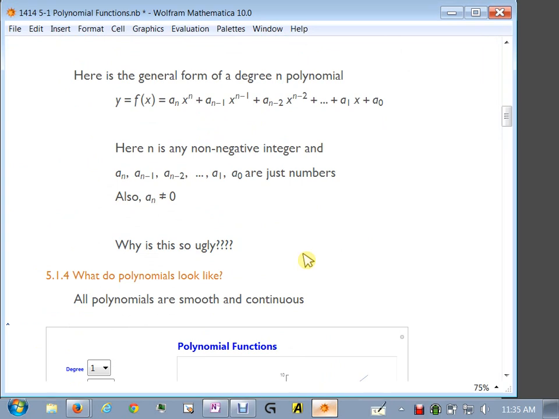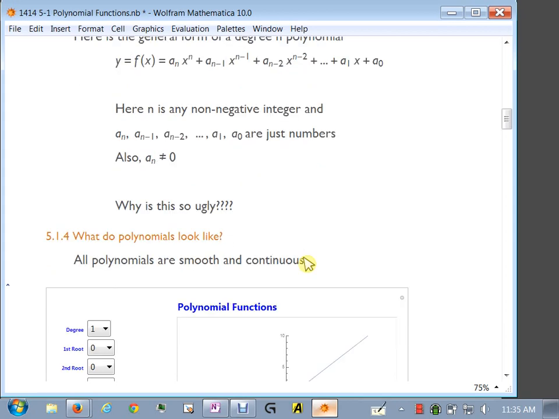Okay, so what do polynomials look like when you graph them? We already know what a line looks like, right? We already know what a parabola looks like. All polynomials are smooth and continuous.